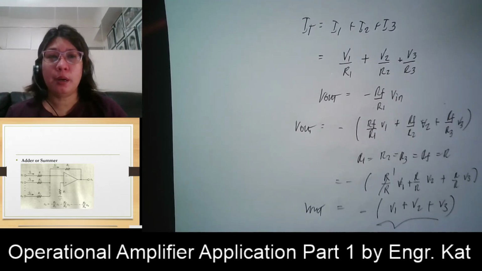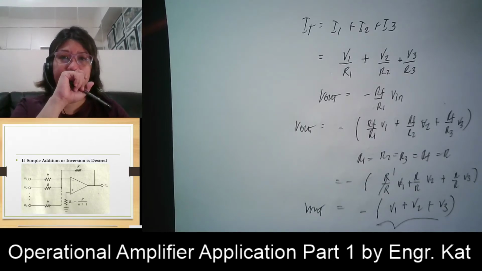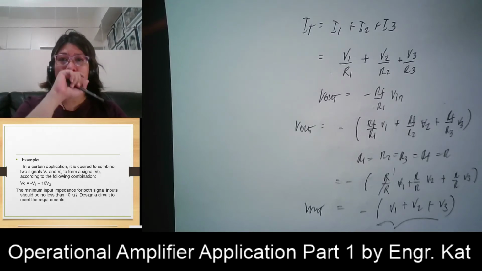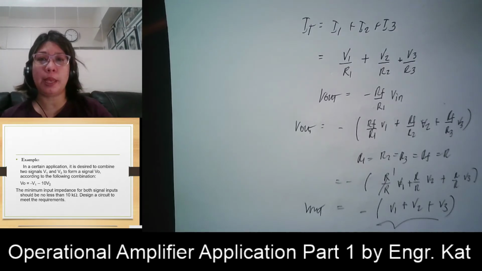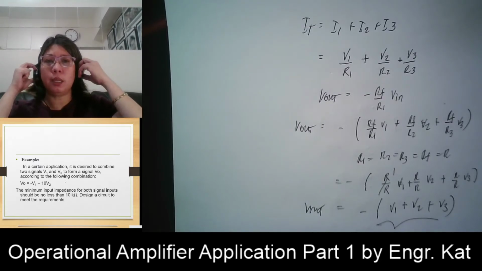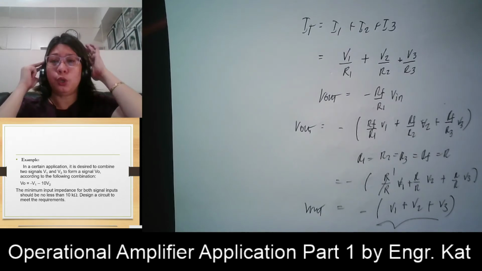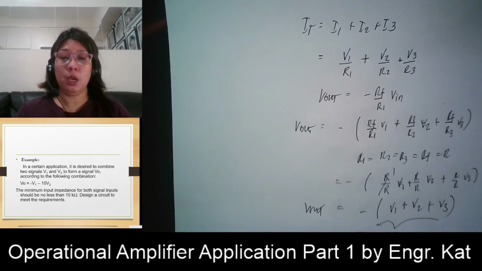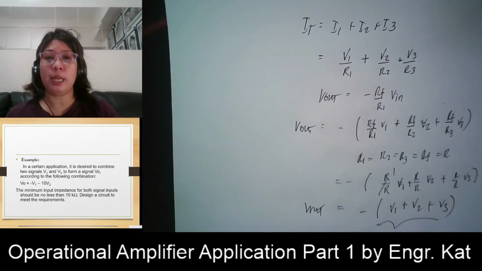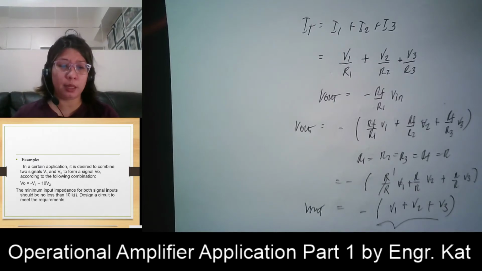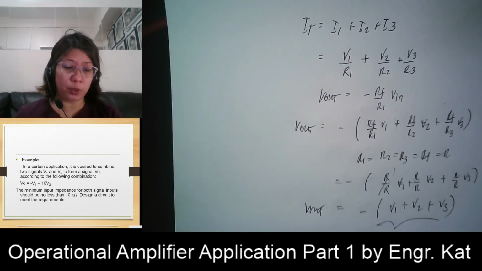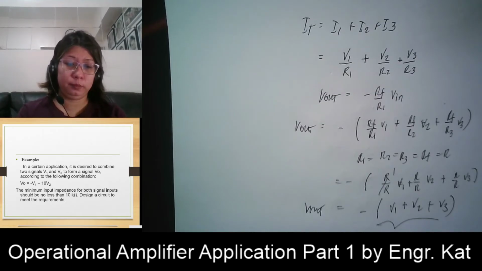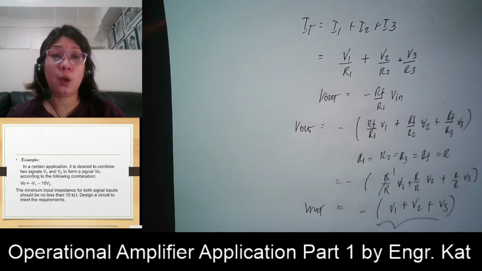Okay, so what is an example? Let's have an example. In a certain application, it is desired to combine two signals V1 and V2 to form a signal VO according to the following combination. Your VO must be equivalent to negative V1 minus 10 V2. The minimum input impedance for both inputs should be no less than 10K. So design a circuit to meet the requirements. Okay, so how are you going to solve for that?